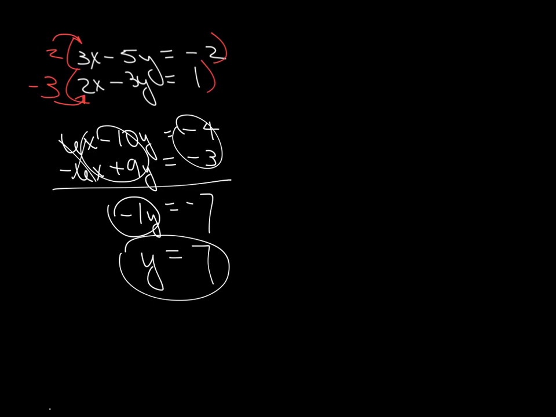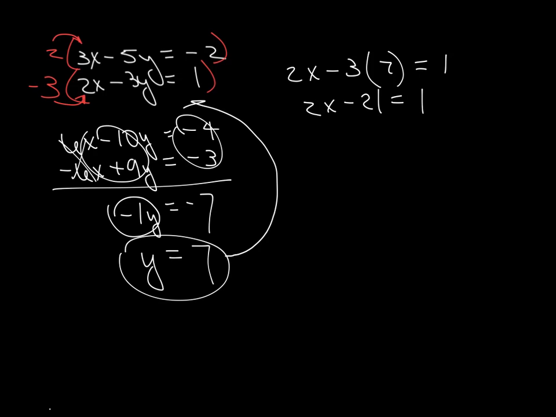Alright, so now I've got that. Now all I do is take this number, pick an equation, and plug it in for y. In this case, I put a 7 there. So 2x minus 21 equals 1. Add 21 to both sides. Divide by 2, and I get an 11. So x is 11, and y is 7. And I'm done.